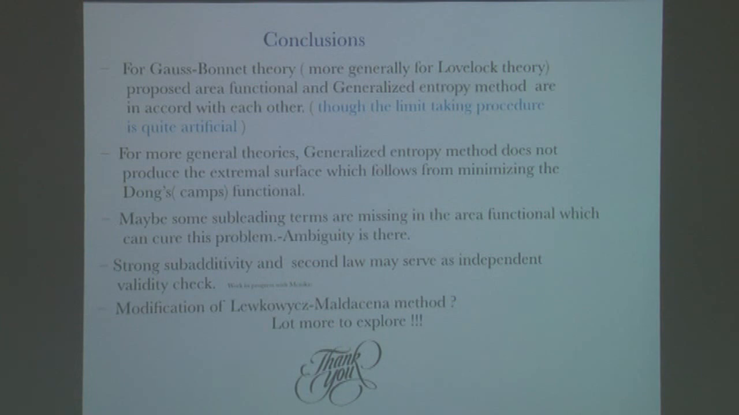So, to conclude, for Gauss-Bonnet theory both sides of the story work very fine. Though this limit taking procedure is quite artificial, there is some sort of way out, but we do not know the physical significance of this particular way of taking the limit. For the more general R squared theory we obviously have a mismatch, and these two methods do not talk to each other. So, there may be some way out.